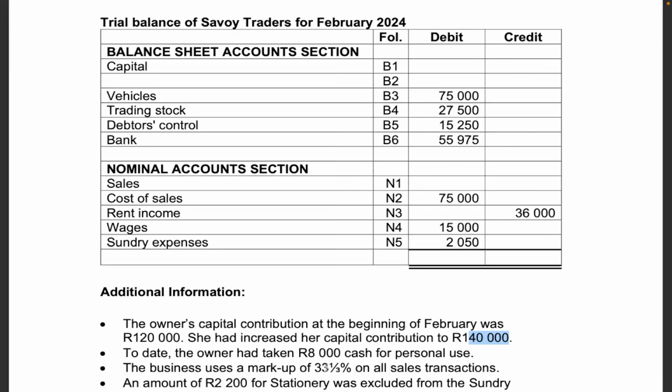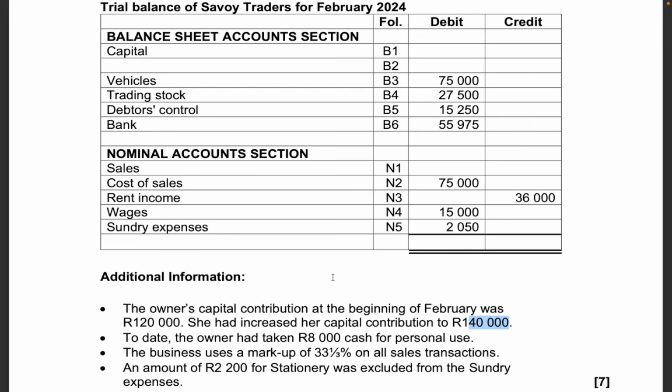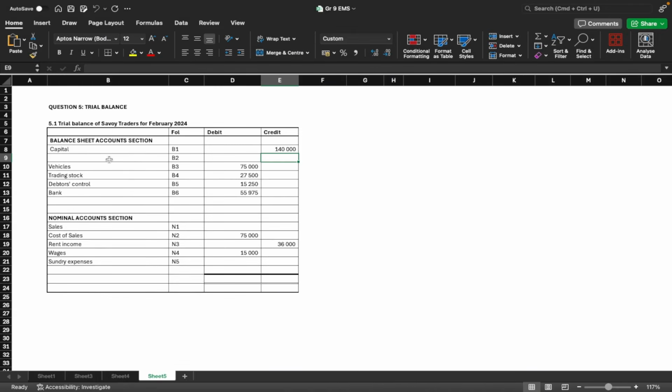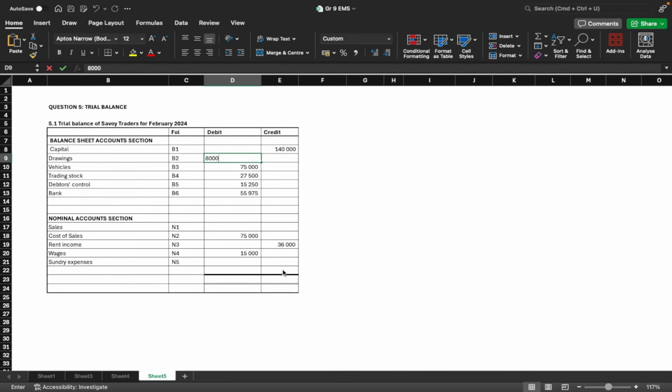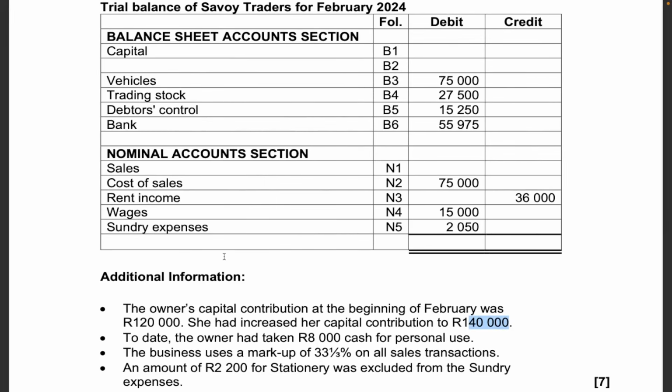Additional information number 2. To date, the owner had taken 8,000 rand cash for personal use. Okay, so if the owner has taken cash for personal use, what do we call that? We call that drawings. So we're going to put the drawings, and as you can see, the answer book didn't have drawings for us, so we need to put here drawings. And drawings are always debited. If you remember the acronym I just mentioned, or you watch our lessons on accounting for beginners part 1 and 2, you should know this. And so how much was it for drawings? It was 8,000 rand. So 8,000. Okay, and then we move on to the next one.